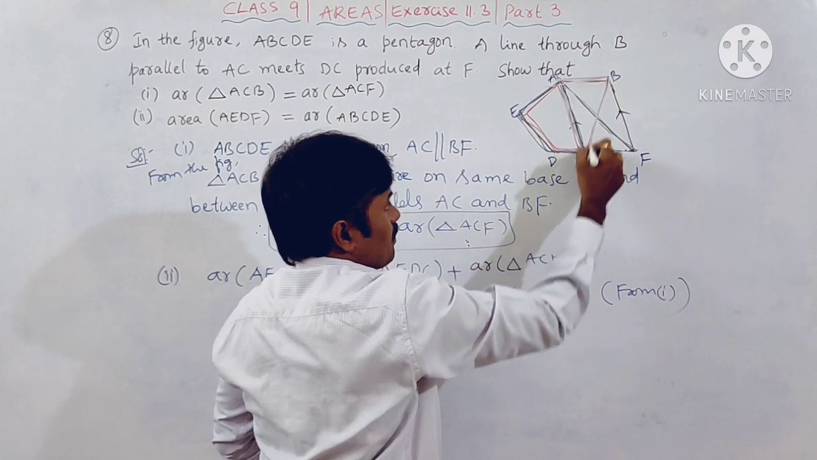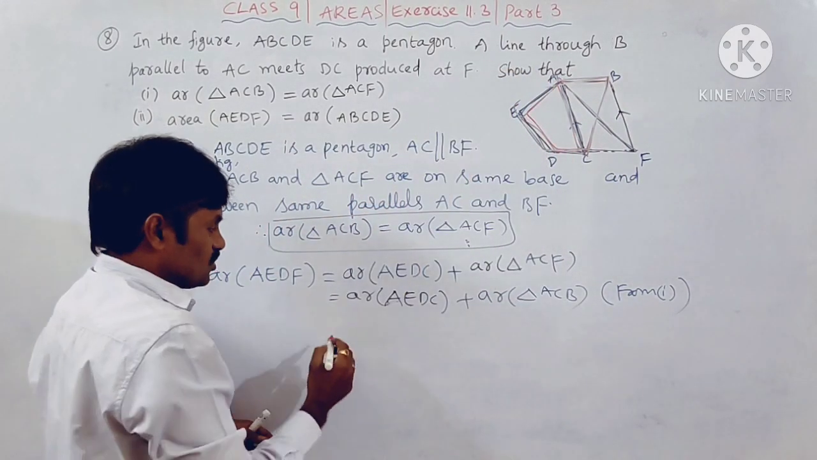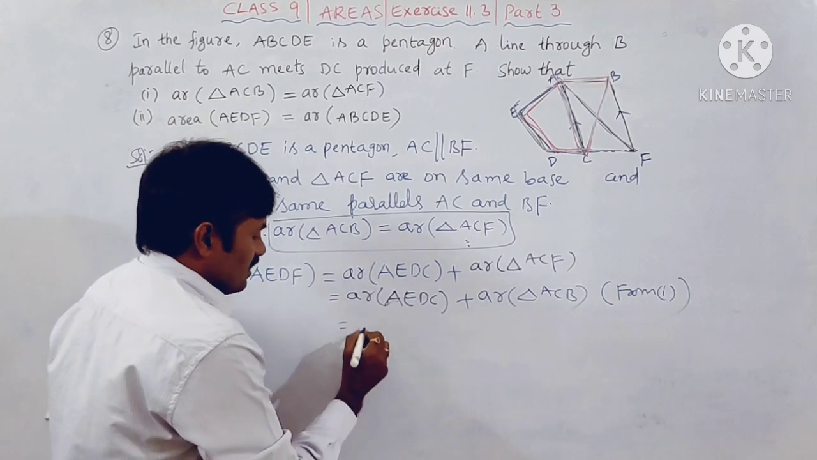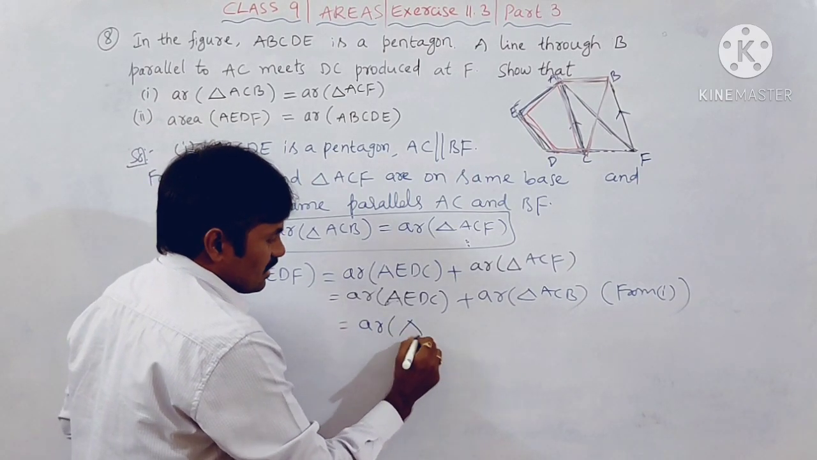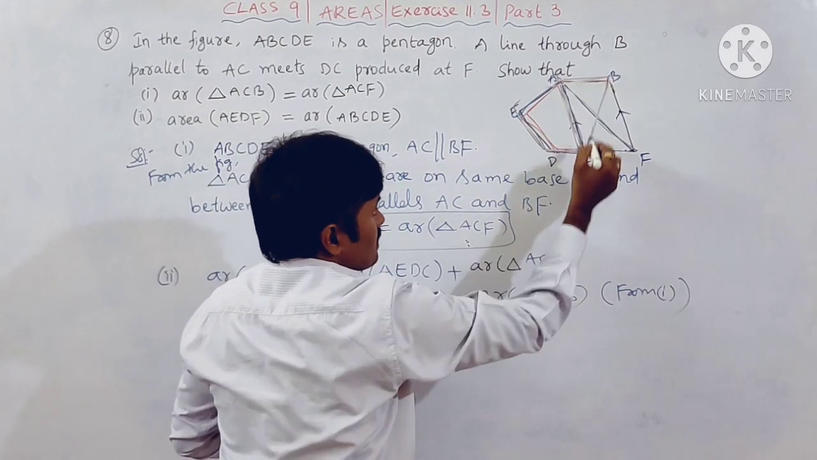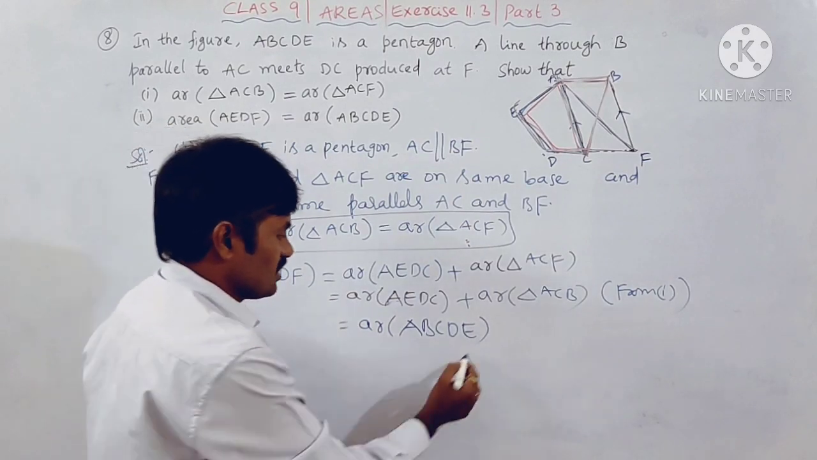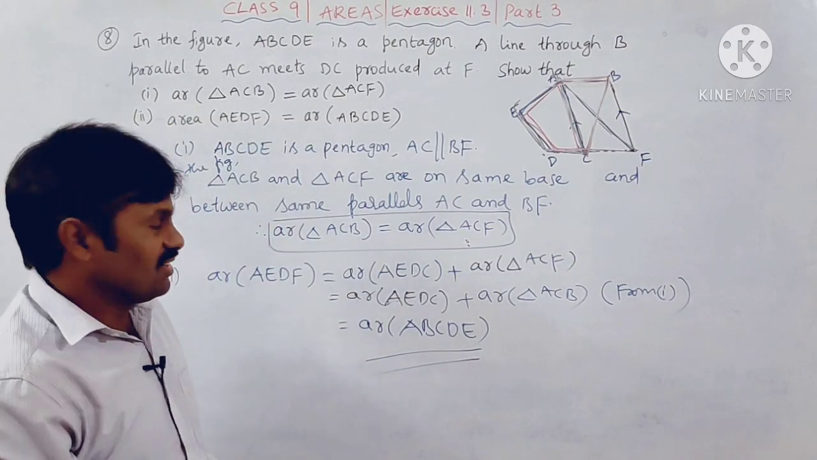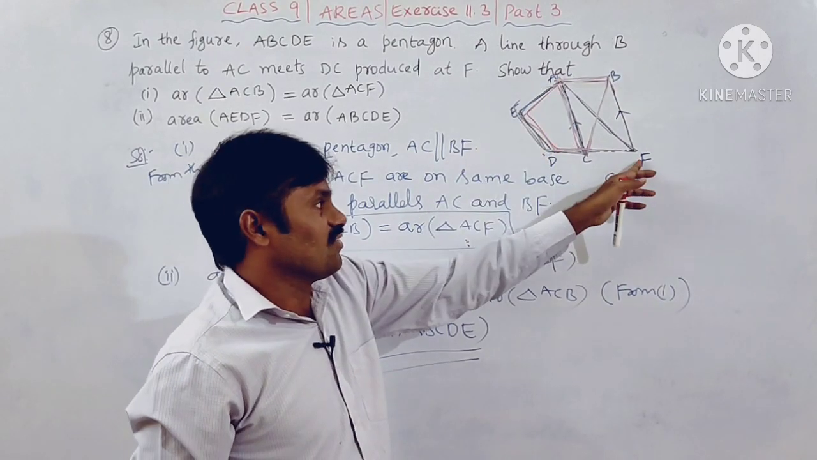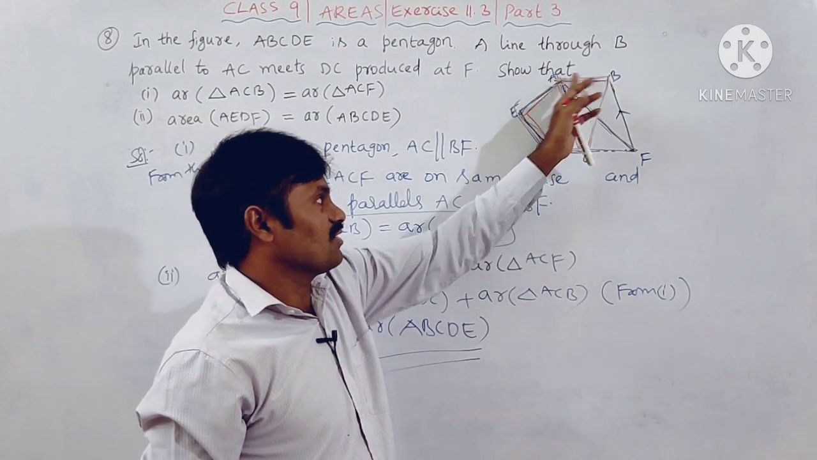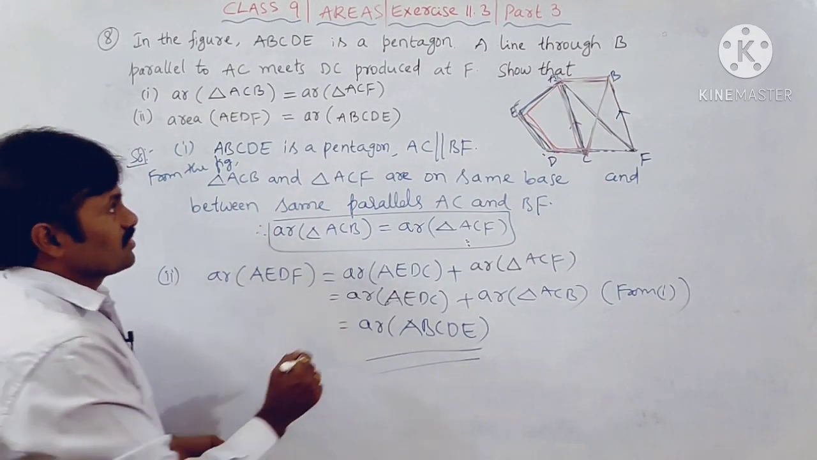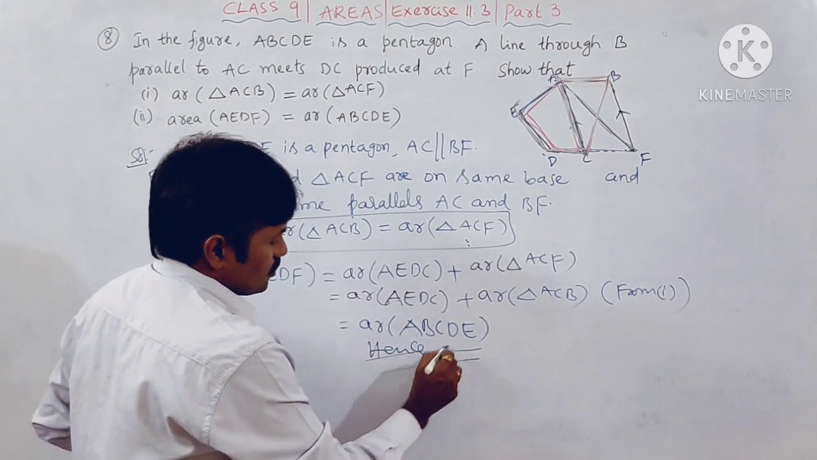What is the name of this? A, B, C, D, E. So finally the sum of these two areas can be written as the area of ABCDE. So this is the final result. Now that means the area of quadrilateral AEDF is nothing but the area of pentagon ABCDE. Hence proved.